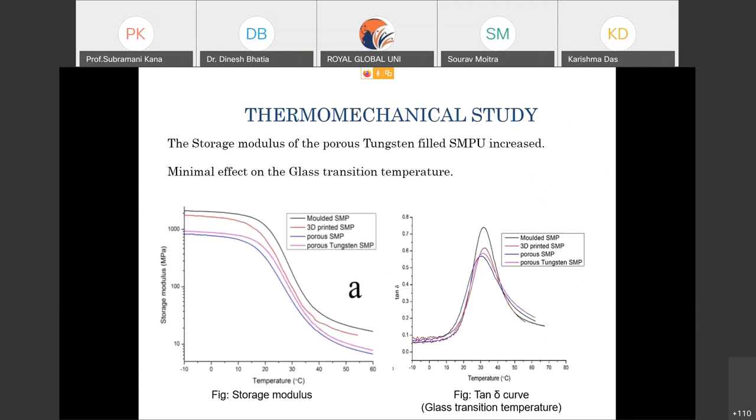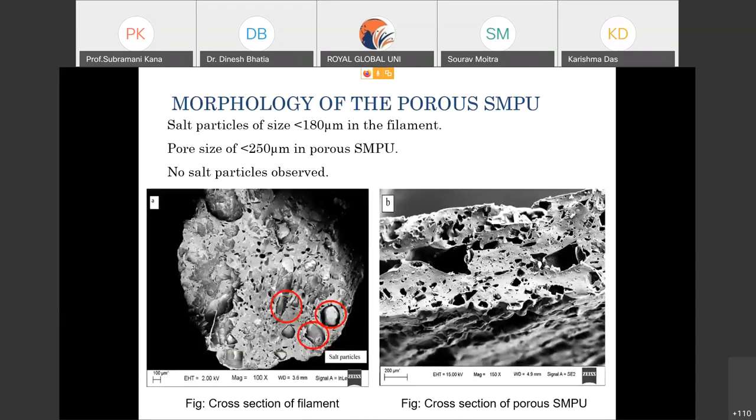Okay, and after that we have studied the pores, how they look after removing the porogens. So when blood comes in contact with this sample, there is a possibility of blood flow into that system so that it can have a blockage and so on. That's what we have studied.